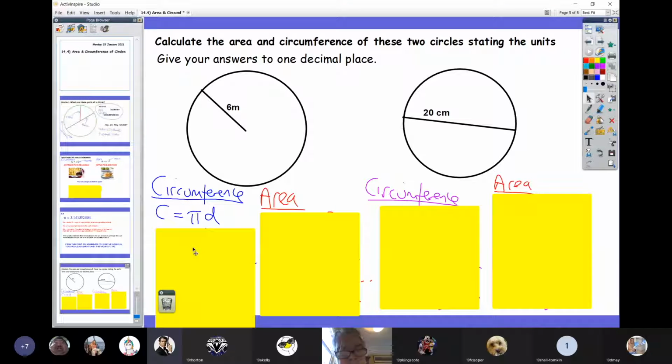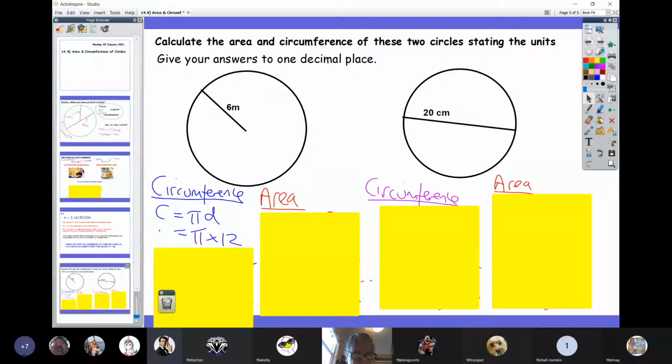So be careful. We've been given the radius here, but we need the diameter. So that's going to be pi times 12. Remember, the diameter of that first circle would be 12. We've been given the radius, which is 6, and you double it to get 12. So go and put pi times 12 into your calculator. That's going to give you 12 pi.